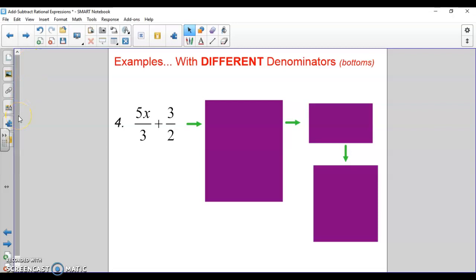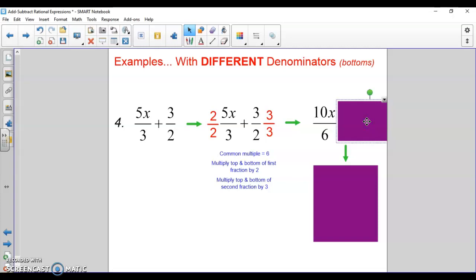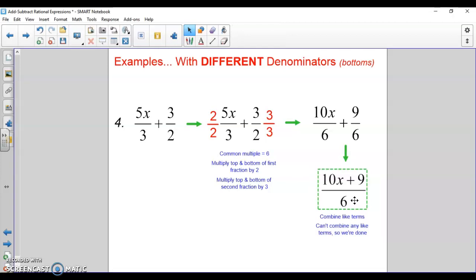I got 8 examples total, so 5 more left. Should go pretty quick. So we don't have the same bottoms on these fractions, so we need to get them. Find a common multiple between 3 and 2. Happens to be 6. Multiply top and bottom of the first fraction by 2. Top and bottom of the second fraction by 3. 2 times 5x is 10x. 3 times 3 is 9. Once they have the same bottoms, you combine like terms or combine the two fractions. Can't combine any like terms. So we're done. That's it. Nothing crazy on that one, hopefully.